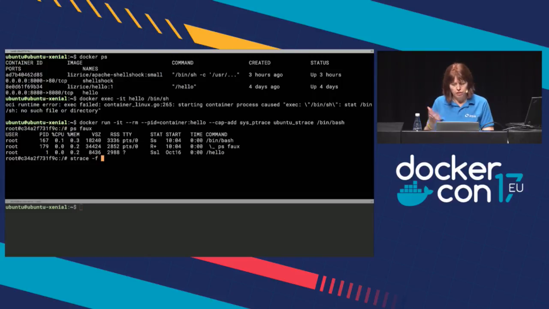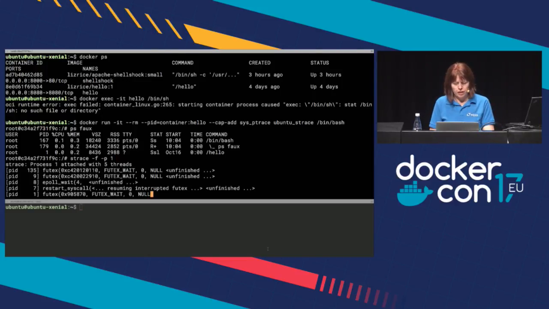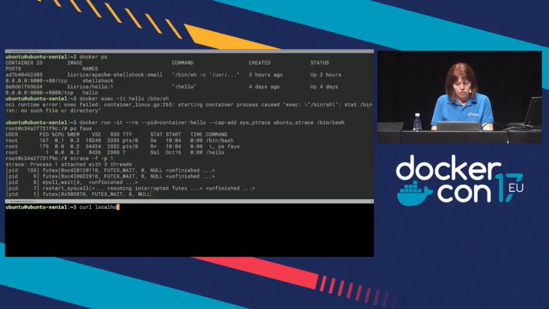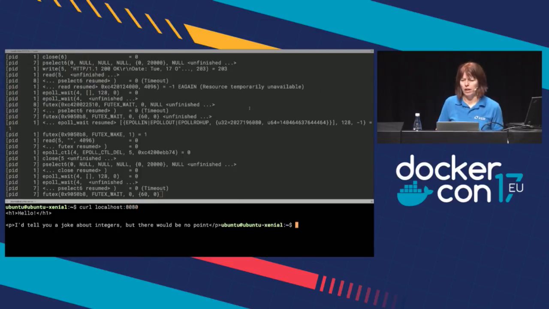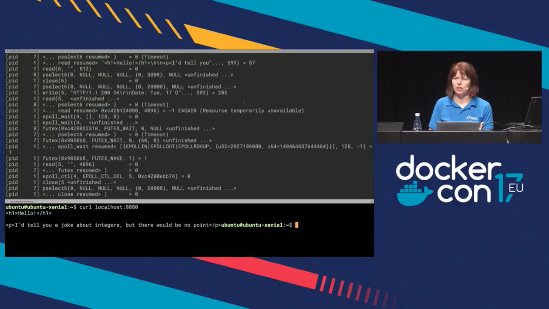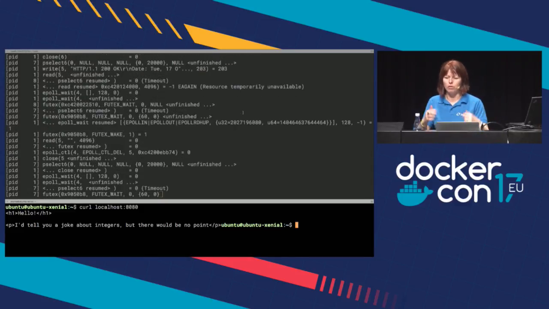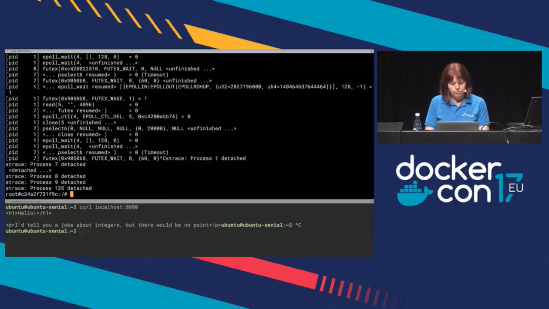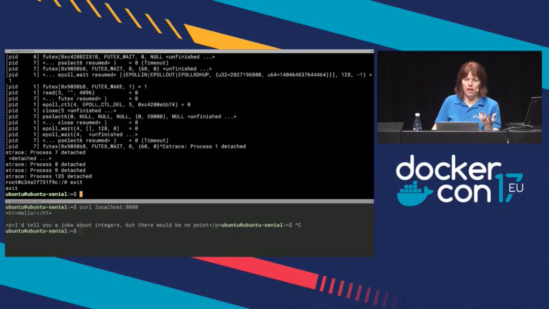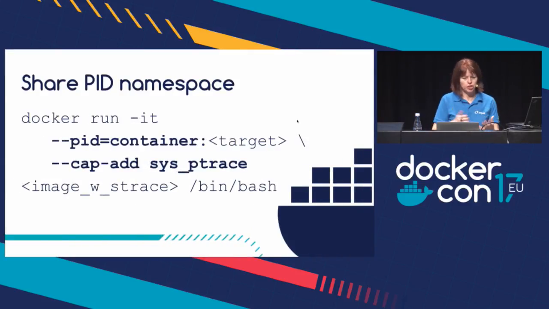I can do things like strace, following into the threads that my Go executable has, and I can specify process ID 1. Then I can do things like curl to localhost, I think this is 8080, and lots of stuff happened inside my web server, and we were able to capture those syscalls happening in the attached process. So it is possible to run strace against a container in this shared process ID method.